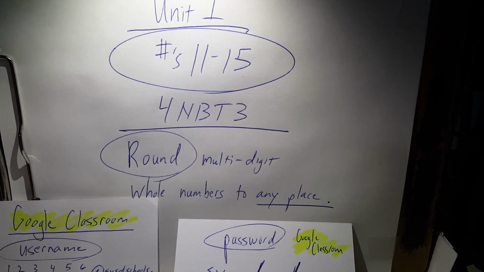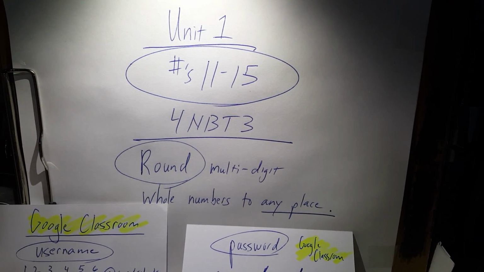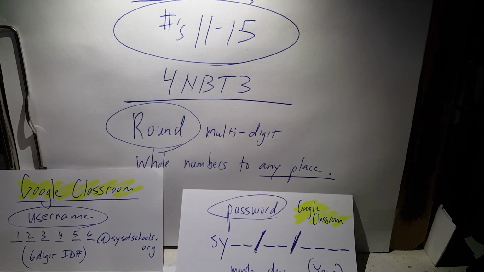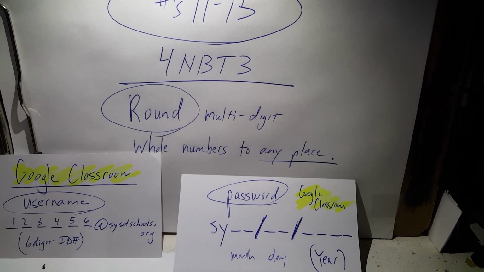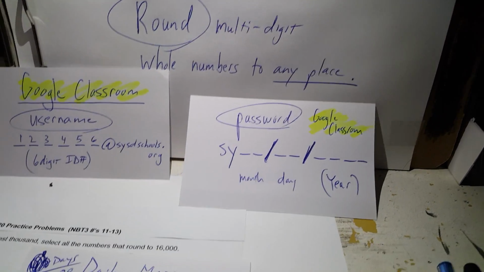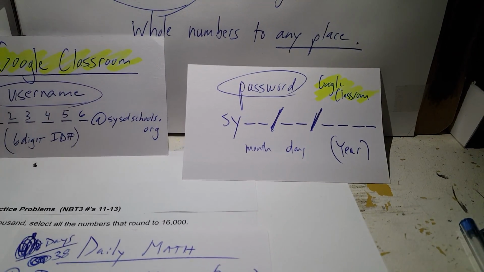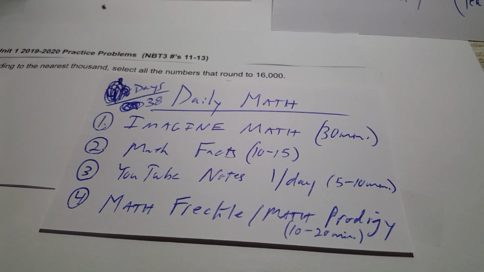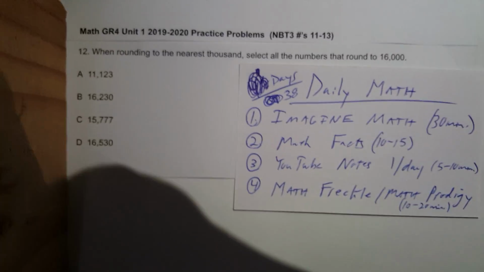We are continuing one math video problem a day. This is Unit 1, numbers 11 through 15. Standard 4 MBT3, round multi-digit whole numbers to any place. Okay, so remember, log into Google Classroom, use your passwords. You know that by now. There's our daily math routine, which a lot of you are doing consistently, which is pretty cool to see.